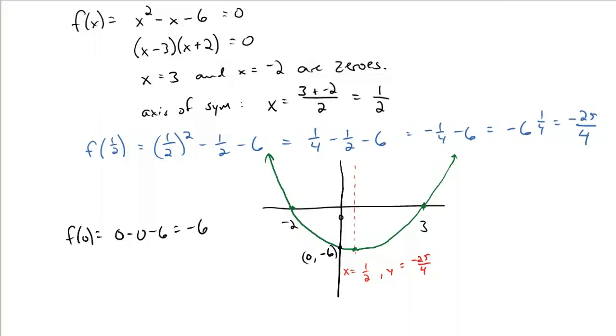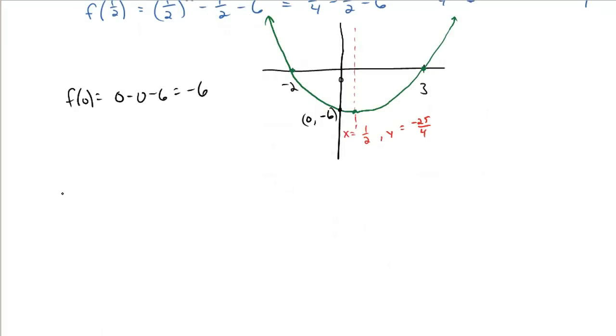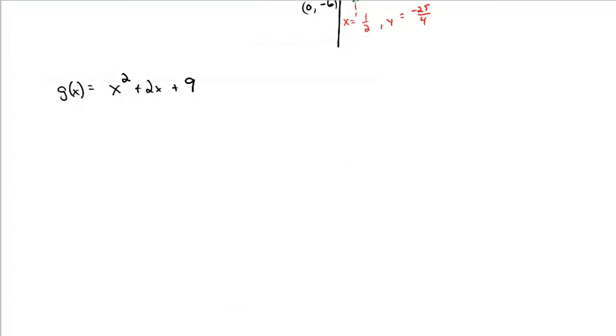I could locate the zeros easily, and then I could find the vertex as an x coordinate halfway between those values. What happens if the function is not factorable? So let's pitch one of those. If we did g of x equals x squared plus 2x plus 9, you can recognize that function is not factorable because factors of 9 don't add up to be 2. And so what do we do? Well, we do a thing called completing the square, and that's going to help us locate zeros and a vertex.